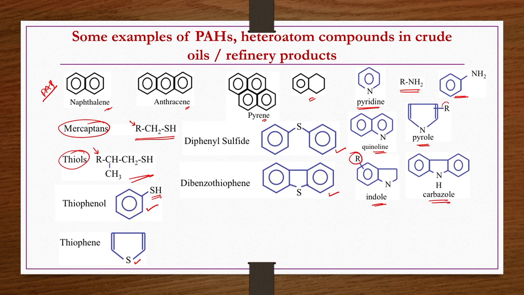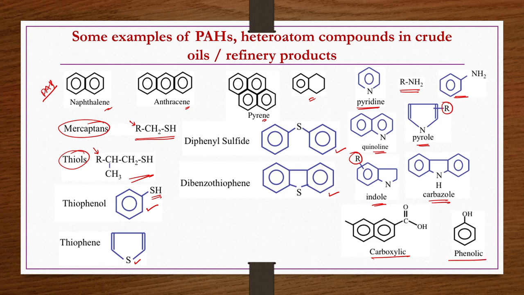Now, different types of indoles are possible. Pyrroles also, different types of pyrroles are possible depending on the R structure. They are a particular group, not one particular component. If you have oxygen, then carboxylics, phenolics like this may be possible. There may also be organometallics in the crude, with some kind of structure like this. In place of nickel, you may have vanadium also. So, that is about some examples of polyaromatic hydrocarbons and crudes containing heteroatoms.